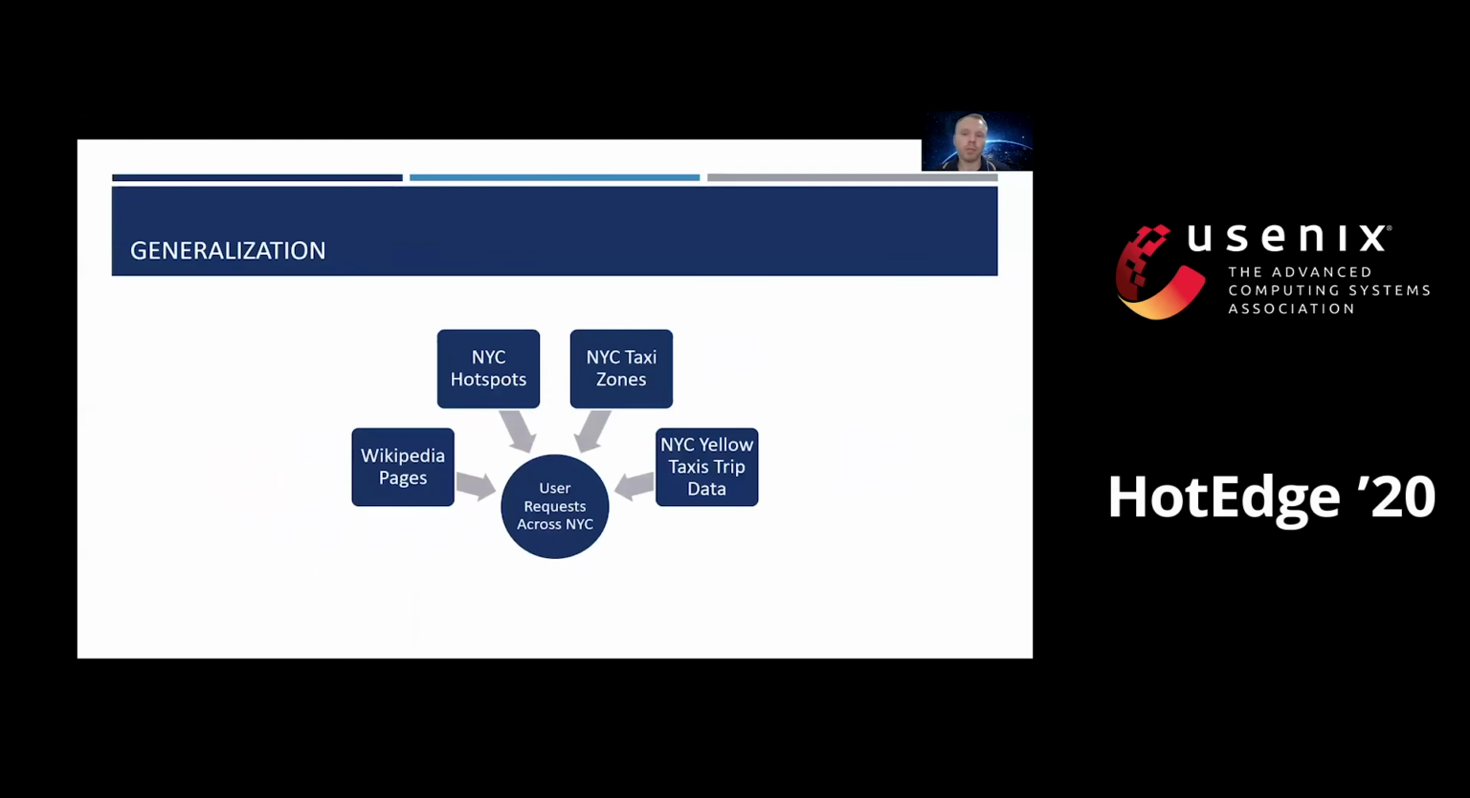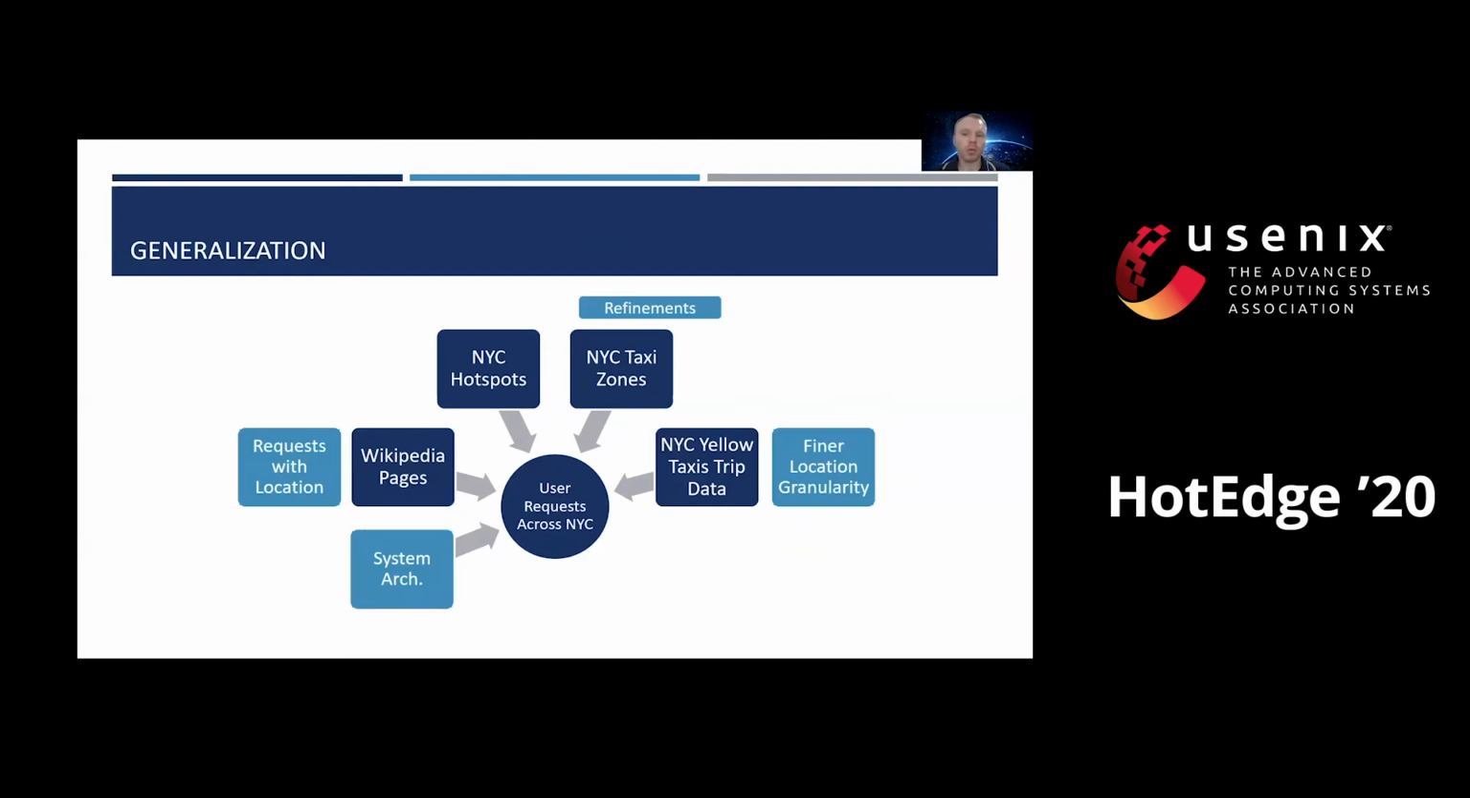For our use case, I've shown one set of datasets which can compose a workload. Obviously, there is more than one possible set. Next, I'll show you some generalization examples for our use case. We discuss this in detail in the paper.